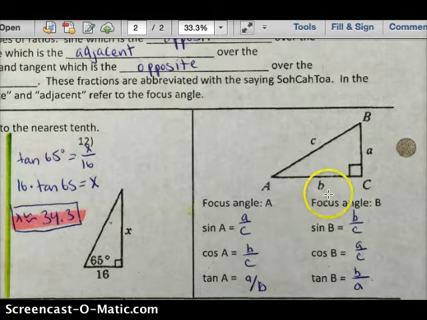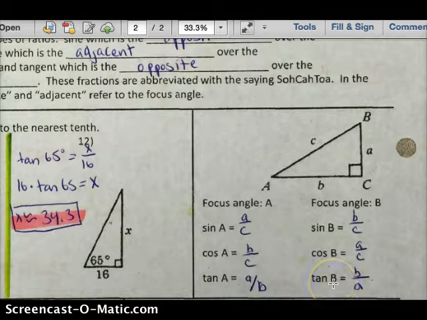Over here, in this case, now it changes. The only thing that stays the same is the hypotenuse, but the opposite and adjacent change. So here you focus at capital letter B. I need the sine, so that would be opposite. It would be B, and the hypotenuse, which is C, B over C. Cosine is the adjacent over the hypotenuse, so that would be A over C. And tangent of B would be opposite over the adjacent. You don't need the hypotenuse. So tangent of B equals B over A.